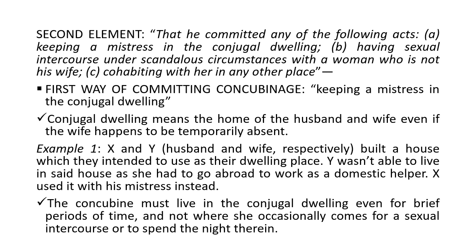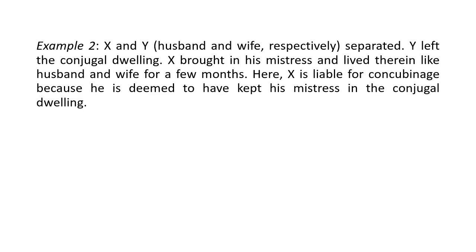The concubine, take note, must live in the conjugal dwelling even for brief periods of time and not where she occasionally comes for a sexual intercourse or to spend the night therein. Example number 2. X and Y, husband and wife respectively, separated. Y left the conjugal dwelling. X thereafter brought in his mistress and lived therein like husband and wife for a few months. Here, X is liable for concubinage because he is deemed to have kept his mistress in the conjugal dwelling.